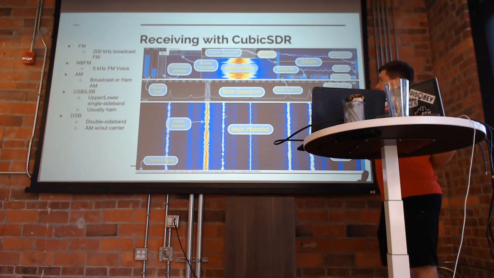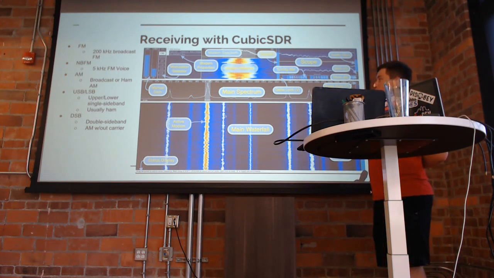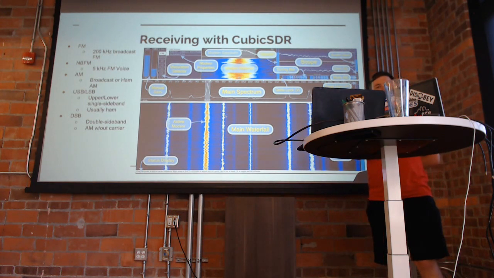Your different modulation types, I guess, are listed out. It supports FM, which is meant for your 200 kilohertz bandwidth broadcast FM. It's much wider deviation, it's a much higher fidelity sound. Narrowband FM is what you'll see for like walkie-talkies or amateur radio, and it's much lower fidelity, but it's good enough for voice. To carry human voice, you only need about 5 kilohertz of bandwidth.